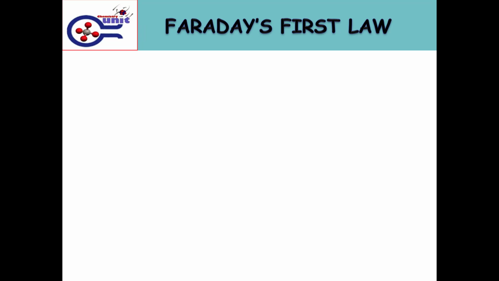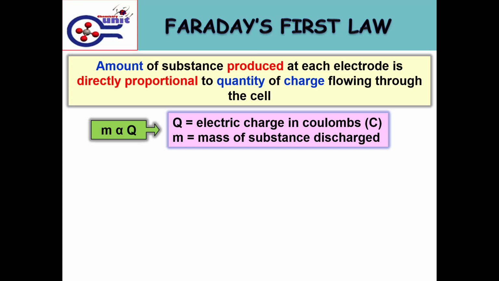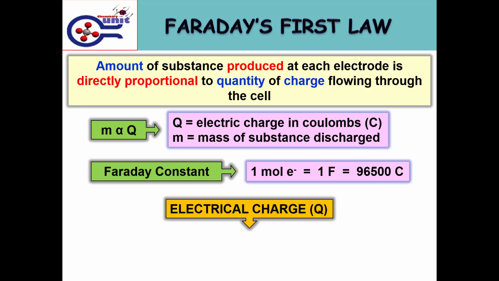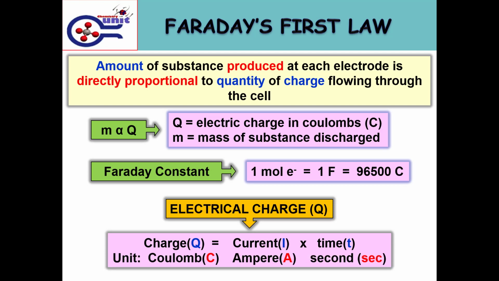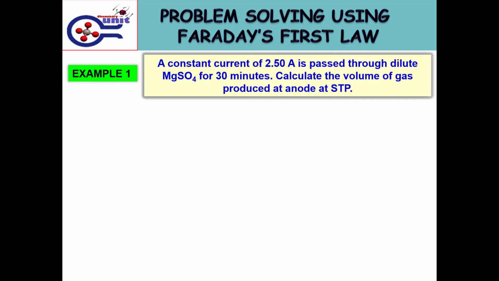Next, we continue with the last part in this subchapter, which is Faraday's first law. Faraday's first law states that the amount of substance produced at each electrode is directly proportional to the quantity of charge flowing through the cell. Q is the electrical charge in coulombs, while m is the mass of substance discharged. For the Faraday constant, 1 mole of electrons is equivalent to 1 Faraday and also equivalent to 96,500 coulombs. To calculate the electrical charge, Q, the current is multiplied by the time taken in seconds: Q = It.